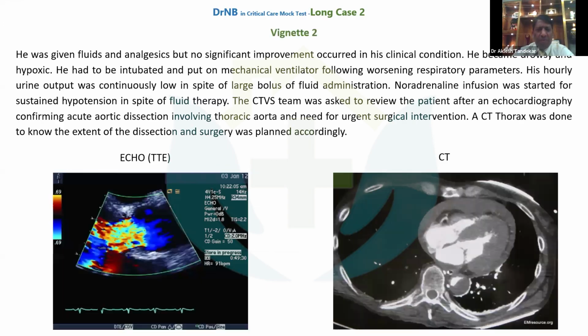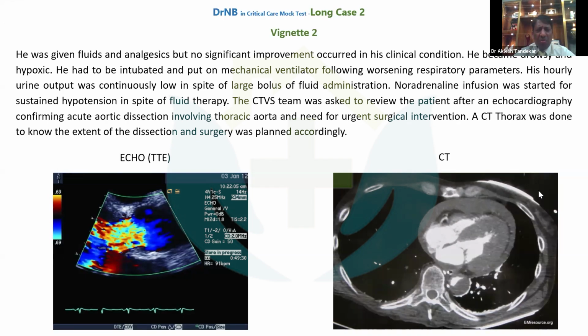Yeah. So this patient was unstable, and we tried to resuscitate the patient with fluids and analgesics, and there was no significant improvement even after fluid resuscitation and vasopressor support. His condition did not improve. Rather, he became drowsy and hypoxemic. He had to be intubated and put on a mechanical ventilator because his respiratory parameters were worsening all throughout.